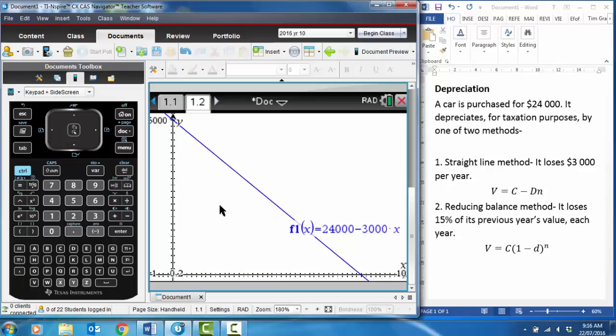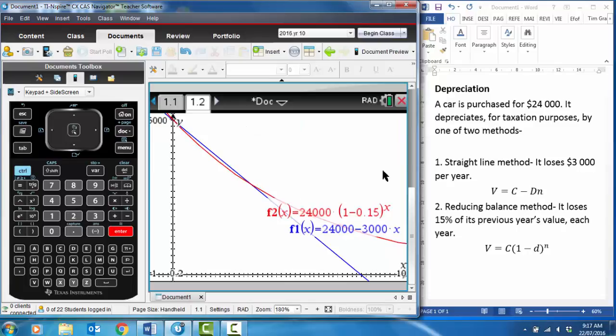We now want to add the reducing balance method graph to this same set of axes. So hit your tab key to bring up a new function. And we're going to enter our second formula here. C, remember, is our starting amount, so 24,000 is our starting amount, multiplied by, bracket, 1 minus the depreciation rate, which is 15%, so 0.15, to the power of x. So here we have an exponential equation. This is our reducing balance method.